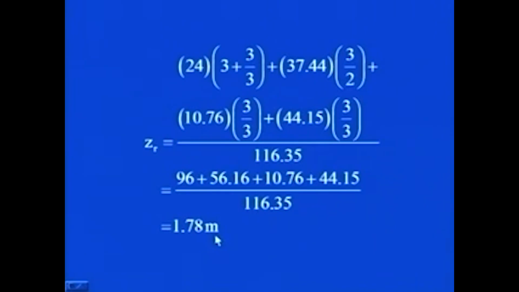That means that the resultant force of 116.35 kilonewton per meter magnitude will be acting at a height of 1.78 meter from the bottom of the wall. So you have seen that in case the soil is different, surcharge is present, water table is there, how you can determine the magnitude of the total active force and its line of action. I hope that it has become clear to you with the help of this particular example.